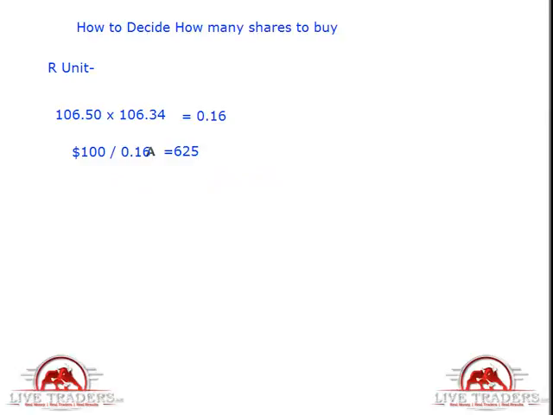But however, we always round it down. So if it's 625, you could do either 600 or 700, right? Since it's 625, I'll rather do 600. Okay, so now you'll take 600 shares.